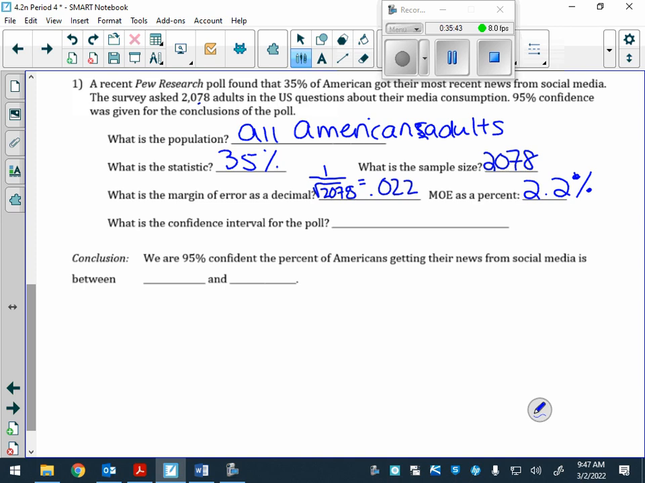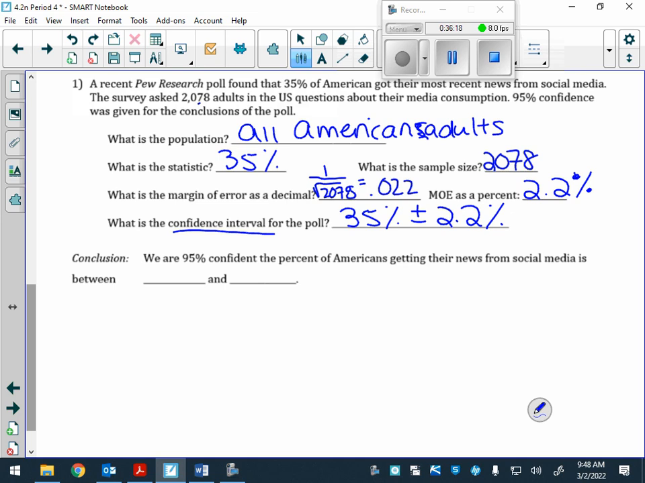Okay. Now, the interval. Okay, this is what it looks like. Anytime it says the confidence interval, it's going to be your statistic, 35%, plus or minus the margin of error. Okay, that's your interval. Or you could also do it out, which we're going to do right now. So in conclusion, we are 95% confident the percent of Americans, and it should be adults, getting their news from social media is between, what do we get?